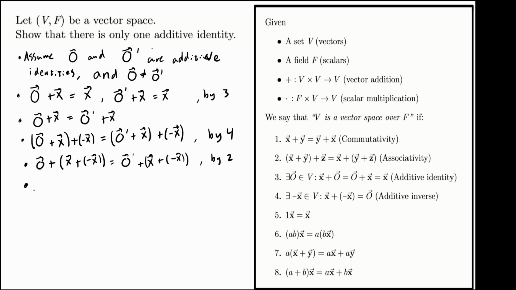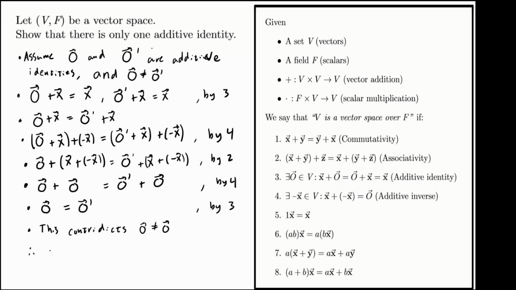Now I use the definition of the additive inverse, so I see that O plus O equals O prime plus O. Now, by the definition of the additive identity, if I have something, being O, plus the additive identity, I just get that something back. So then on the right, if my something is O prime, and I add the additive identity, I get the same thing back. So this is just by the definition of the additive identity. So we see that this contradicts the fact that O was different from O prime. Therefore, there can only be one additive identity.